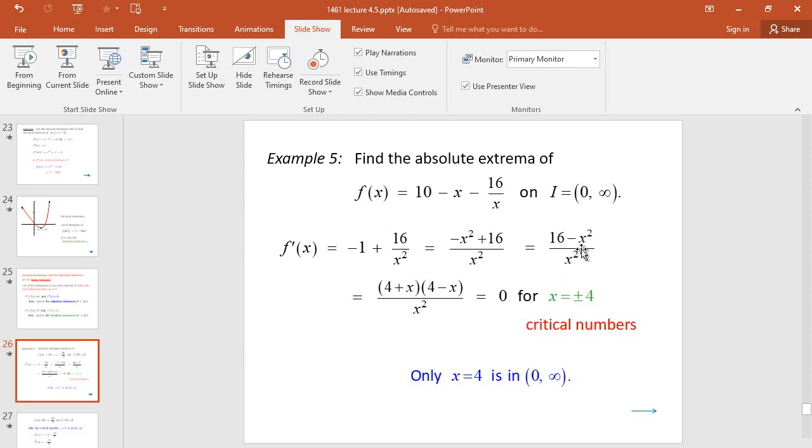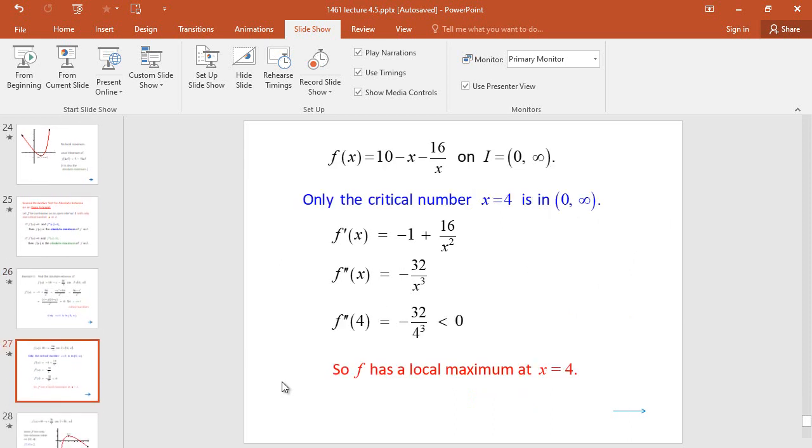16 minus x squared can be factored into 4 plus x times 4 minus x. So the derivative would be 0 exactly when the numerator is 0, and the numerator is 0 exactly when x is either 4 or negative 4. So we got two critical points, negative 4 and positive 4. However, negative 4 does not belong to the specified domain, so we throw out the negative 4. So therefore, in the specified open interval, f has exactly one critical point.